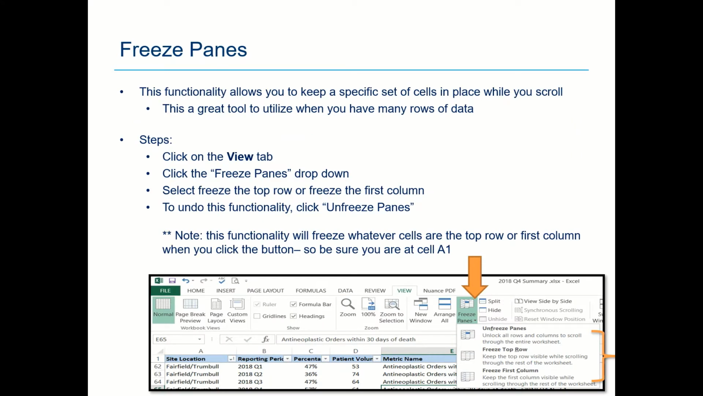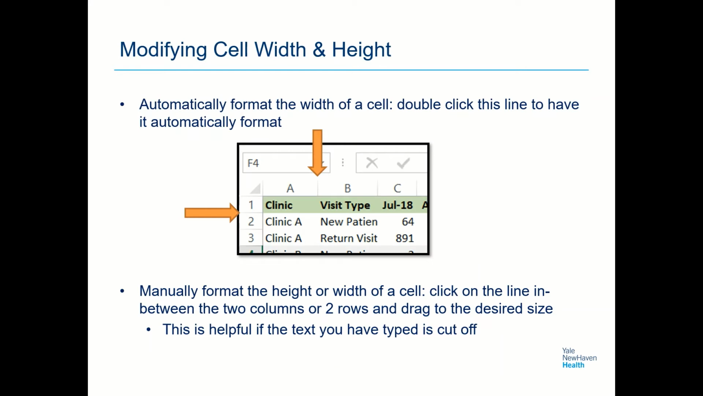Freezing panes will allow you to keep the titling across the top and the left-hand side, or just across the top or across the side, and we'll give you an example of that. And then modifying cell width and height is something you could use the auto format function for. You could also do it manually, and we'll give you examples of both.